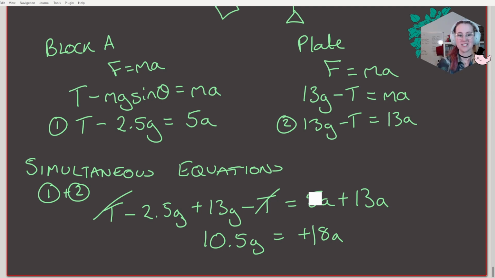If that was negative, would it mean acceleration was moving in the opposite direction? Yes, which doesn't make sense when I've got a 5 kilo block and a 13 kilo weight. It should go towards the heavier thing. But that is just me being silly.